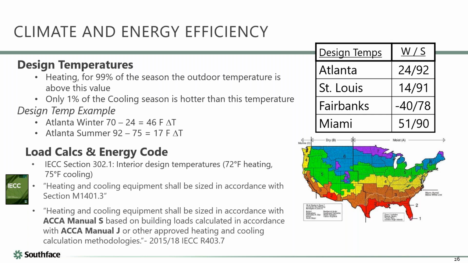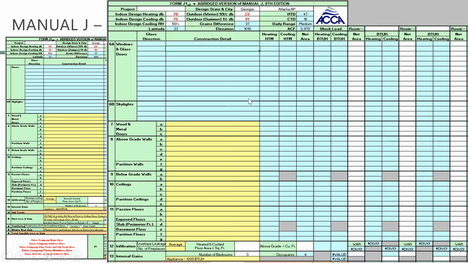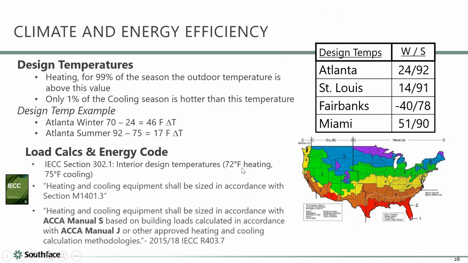And same for the winter, only it's 99% of the time it's hotter than, in this case, 23 or 24 degrees, which is what Atlanta's design temperature is. And there's also indoor design temperatures, which are usually 70 and 75. I think I had that up here. But those, you are allowed to override heating and go to 72 if you should so choose. I think that's people in the northern climate. But you're not allowed to go lower than 75 on cooling.